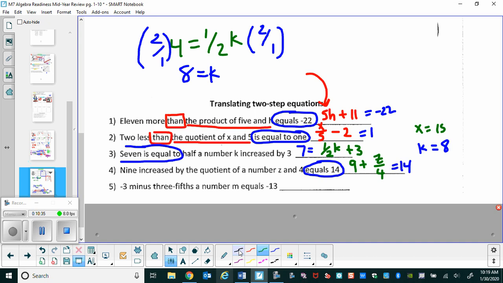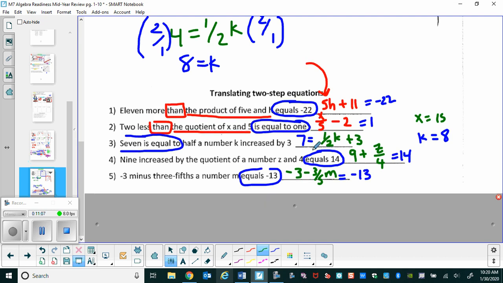All right, and now we're on the last one. We've got that we have -3 minus 3/5 a number m equals -13. So here's the equals -13. Now we have -3 minus 3/5 a number m. So this is one where your coefficient is a fraction, kind of like up here where you had the 1/2.